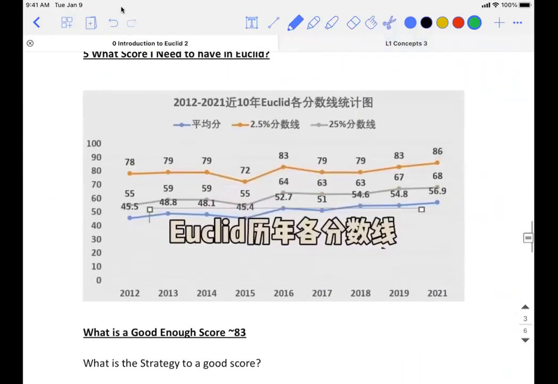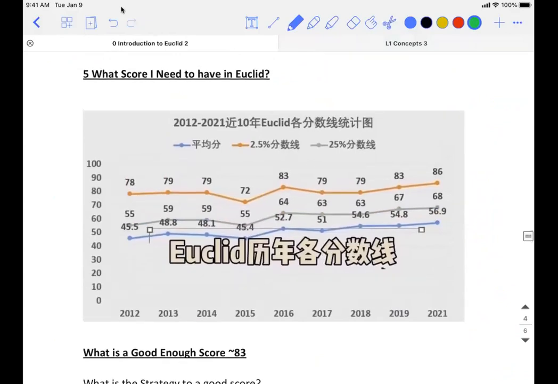Let's go to our question number 5. What score do I need in order to stand out in the Euclid exam? Basically, this is a 10-year statistic for all the Euclid participants. There are 2 things you want to look at quickly. One is the top 2.5%, that's distinguished overall, a very good student. The other is the top 25%, that's what will give you a certificate, right?